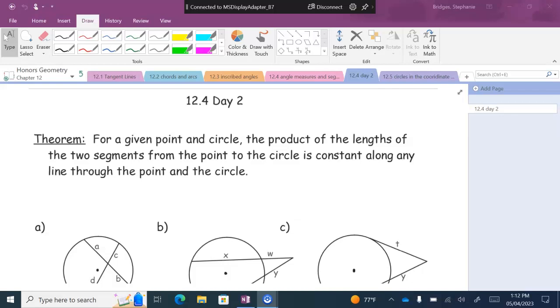Anyway, for a given point and a circle, the product of the lengths of any two segments from the point to the circle is consistent along.